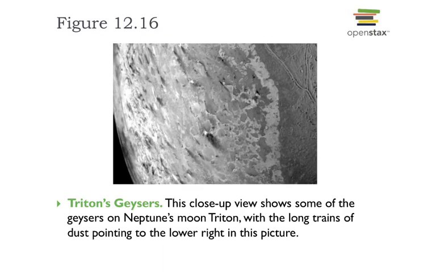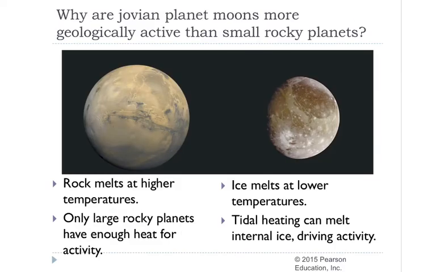And then here we see Triton's geysers here. So again, more evidence of this past activity. So why are the Jovian planet moons more geologically active than the small rocky planets? We touched on this a bit, but it has to do with the fact that they're mainly made out of ice, and ice melts at lower temperatures. So tidal heating ends up driving activity. Tidal heating is enough to melt that ice and make that heat source.